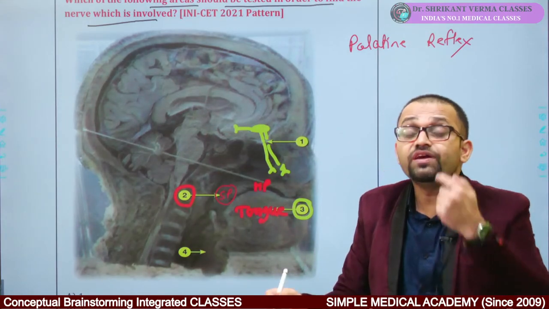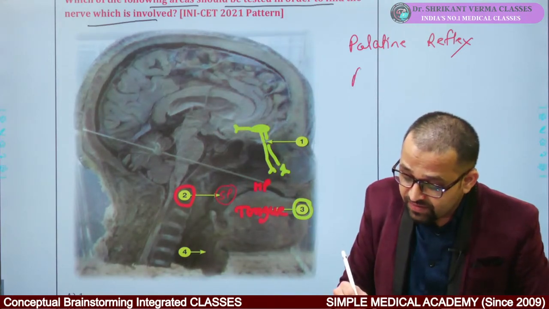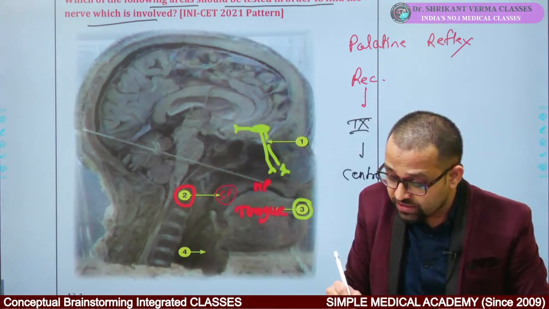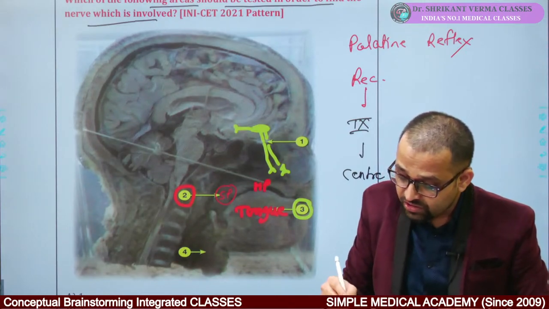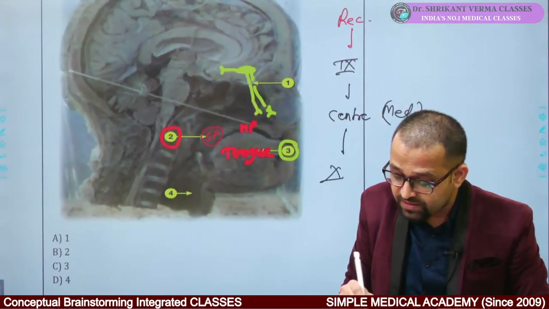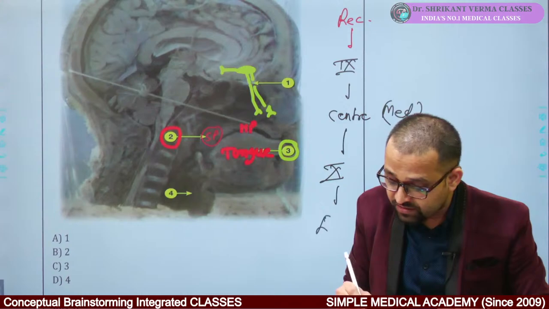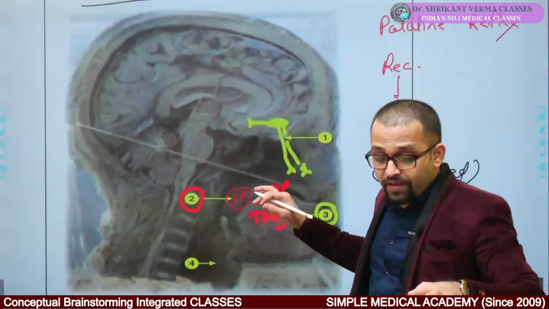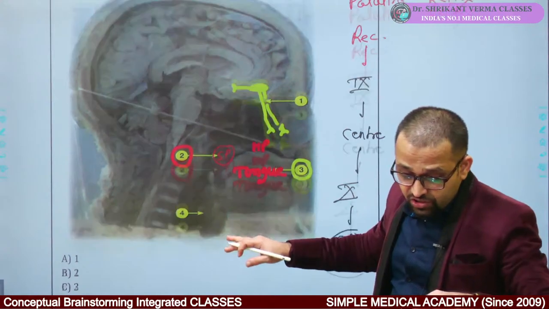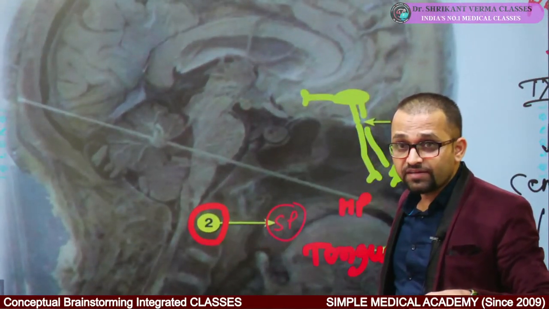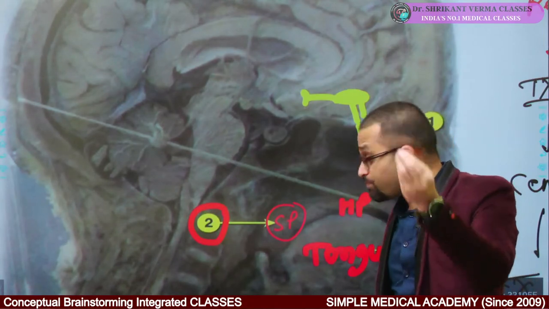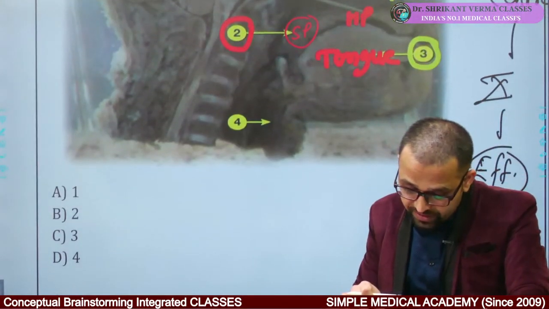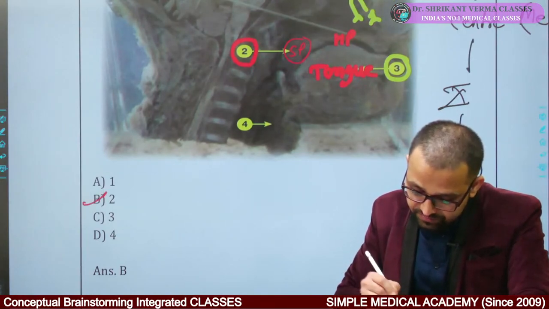So the palatine reflex: when you are touching for the gag reflex, at that time the receptor is stimulated, then the afferent is formed by the ninth nerve. Then the center is located at the medulla. I will tell you in the neuroanatomy part. And then the efferent is formed by the 10th nerve. And then there are the effector muscles. So remember what you will do for an abnormal palatine reflex. Definitely your answer will be this area number 2, because it is related with the palate. If there is damage, if there is a paralysis of this palate, definitely there will be no proper swallowing. So you will get the answer here, this one, 2.